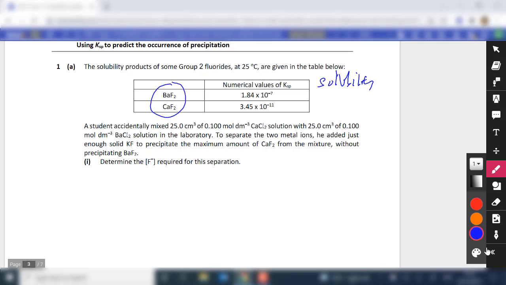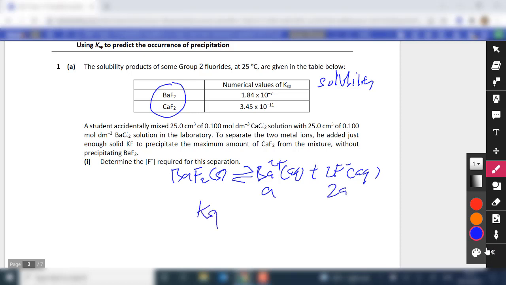calcium fluoride is more insoluble as compared to barium fluoride. If you want to do a little bit of revision on this, you can just write out a balanced equation, let's say for barium fluoride. It will equilibrate to give us Ba2+ plus 2F-, and if we take the solubility of barium fluoride to be A, then this will be A and this will be 2A. So the Ksp of barium fluoride will be A multiplied by (2A) squared. So this will be 4A cubed.